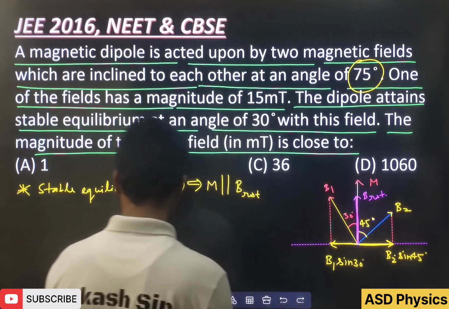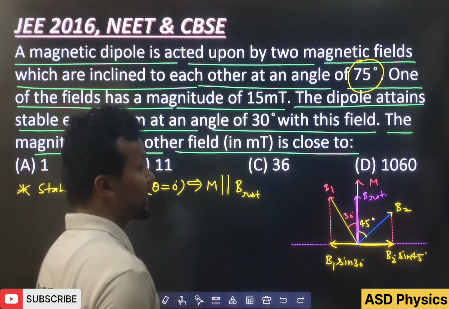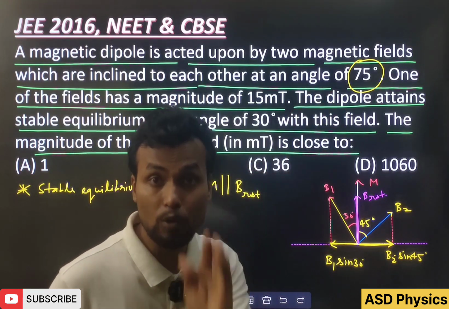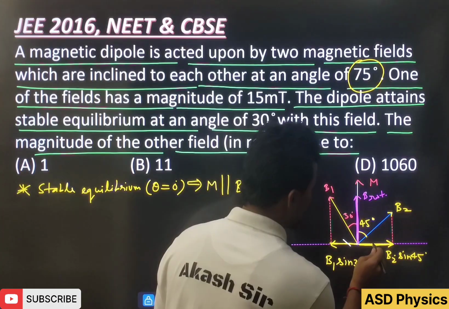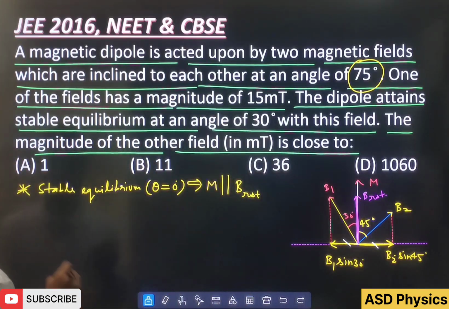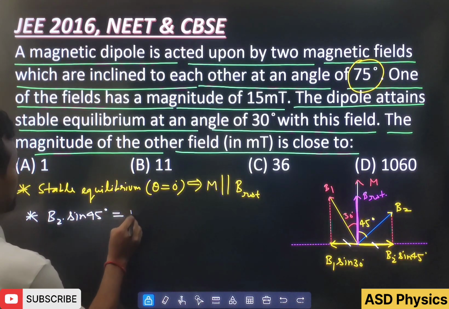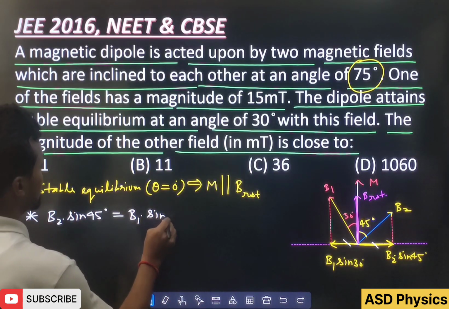Okay. So what will happen here, if we want the resultant magnetic field to be along the magnetic moment direction, then this component and this component should cancel out. Cancel out means they should balance each other. So what should happen here? I will write here, B2 sin 45 should be equal to B1 sin 30 degrees.